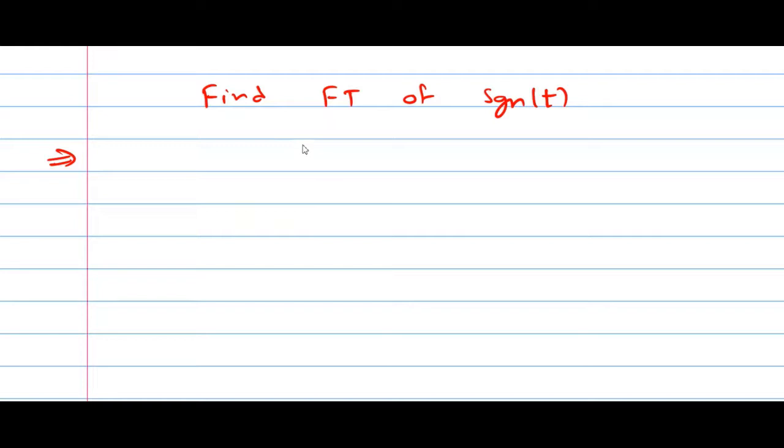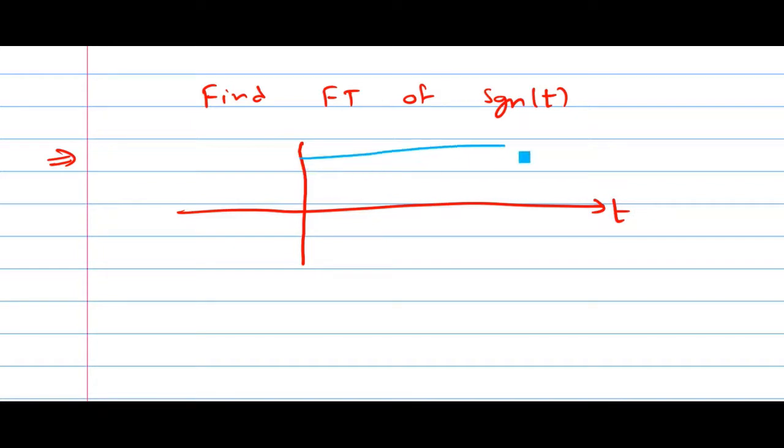So first of all, I will just plot the sketch of the signum function. Its amplitude is 1 and its amplitude is -1. For t greater than 0, the amplitude is 1, and for t less than 0, the amplitude is -1, and at t equal to 0, it is discontinuous. At t equal to 0, it is discontinuous between -1 and 1.